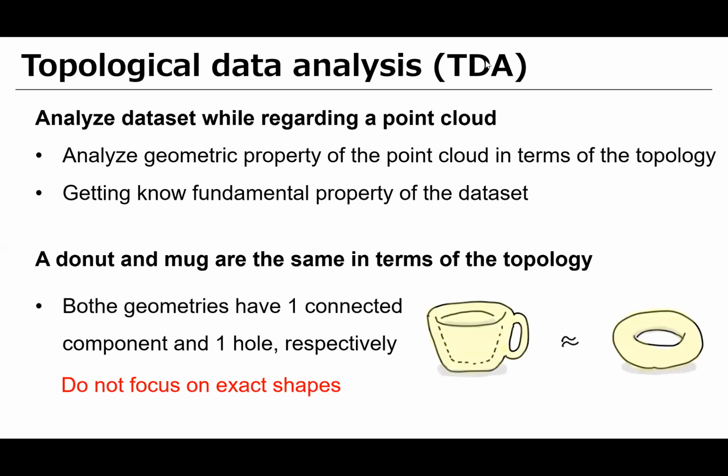There is a very famous example in topology: a donut and a mug are the same in terms of the topology. Both a donut and a mug have one connected component and one hole, respectively. In topology, we do not focus on the exact shape of the target geometry. Instead, we focus on the number of holes. To simply say, we compare the homology of geometries. Consequently, we can say that a donut and a mug are the same.